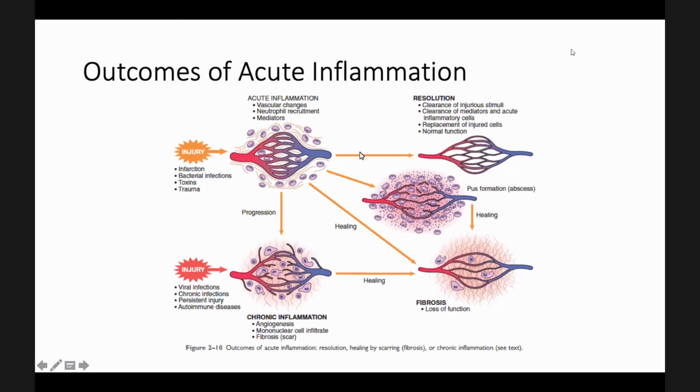But if that is not possible, sometimes there will be pus formation, because pus is nothing other than dead and necrotic tissue, WBCs, and all that. That is the formation of an abscess. And when it heals, ultimately healing will lead to fibrosis. There is fibrocyte proliferation, and when this fibrosis is there, normal cells will be replaced by fibrosis, and there will be loss of function.